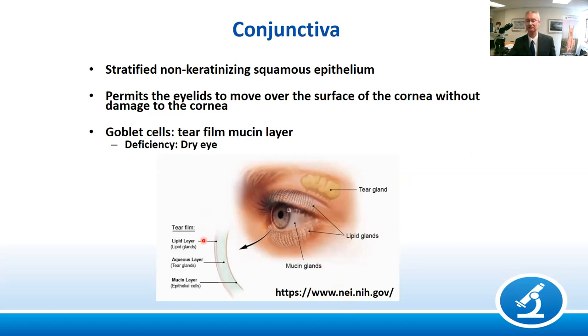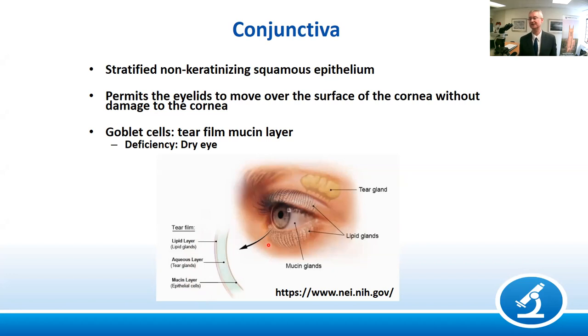And it's a three-layer. The outermost is the lipid layer, which derives from the lipid glands, the sebaceous glands in your tarsal plate in the eyelid that we'll see a bit later. The aqueous layer from your lacrimal gland tear glands. And finally, the mucin layer, which derives from your mucous goblet cells of the conjunctiva. So the conjunctiva, these goblet cells are extremely important.